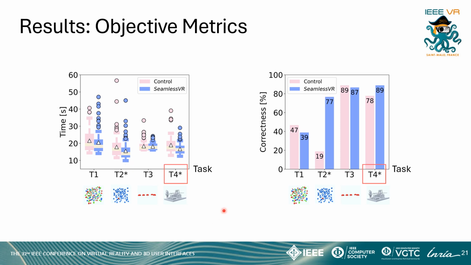SeamlessVR also had a significant advantage for task 4, where participants had to track a target factory element across the visualization switch. However, the advantage is smaller than in the case of task 2 with blue spheres. This is because the factory has more visual landmarks that facilitate mapping the two visualizations from memory.